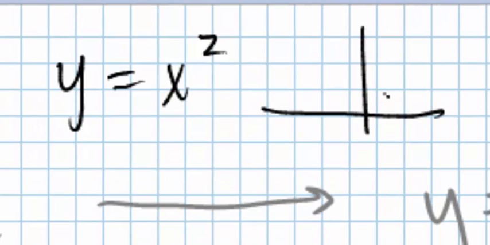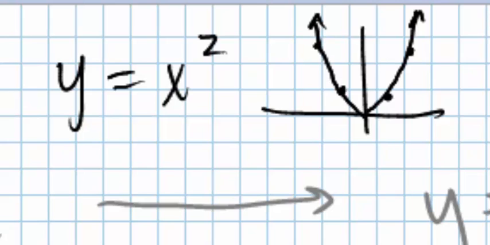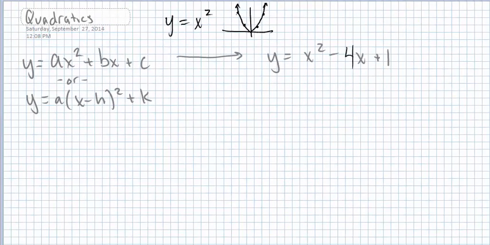The graph of this has (1, 1), (2, 4), (3, 9), like this. This is our basic parabola, we call it. Negative 1, 1, negative 2, positive 4 are the coordinates of the points. So what if we get a more complicated formula? What if we get a more complicated function?